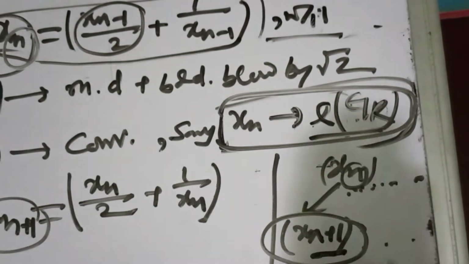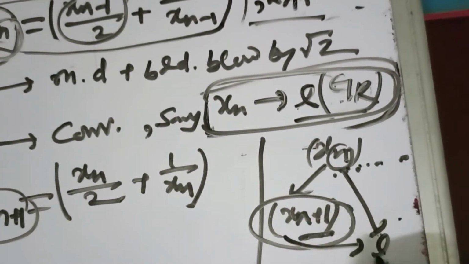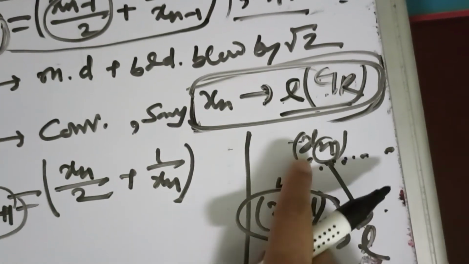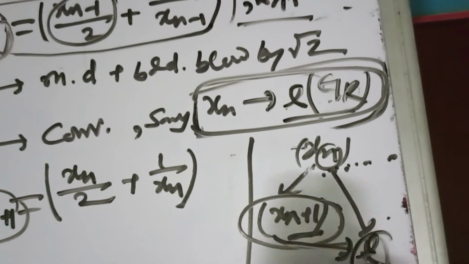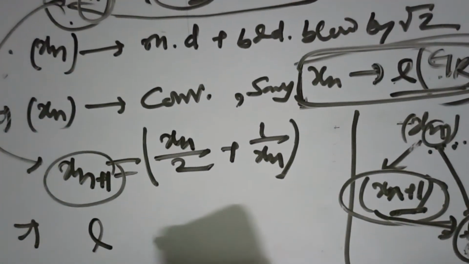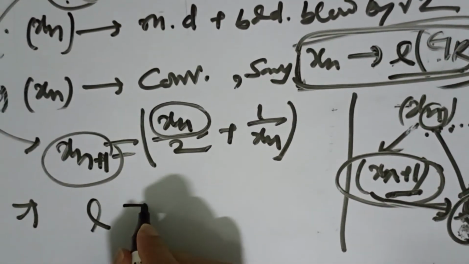We know that if a sequence converges to a limit L, then every subsequence converges to the same limit L. So xn plus 1 would converge to L, right? The limit of xn plus 1 should be L, because it is a subsequence of xn, so it converges to the same limit that xn converges to.